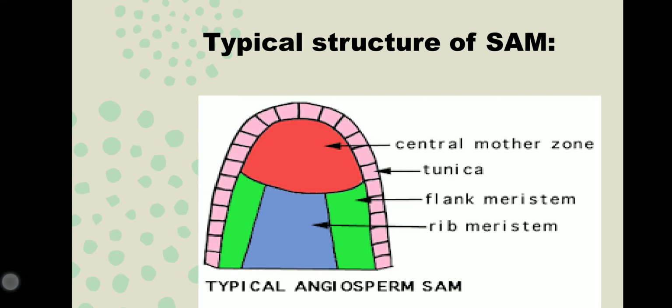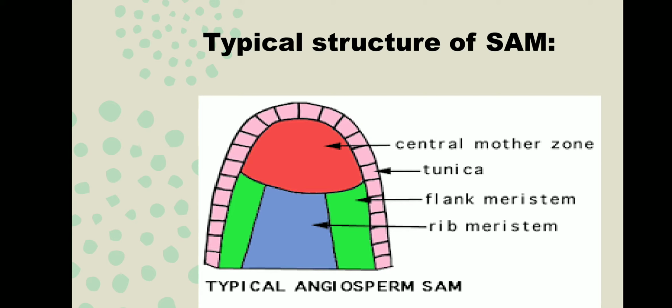Cells are continuously coming out of this central region. It acts as a quiescent center, as in the case of roots. Then, flanking this central zone, on the left and right sides, we have flanking regions. These regions are called the peripheral zone.